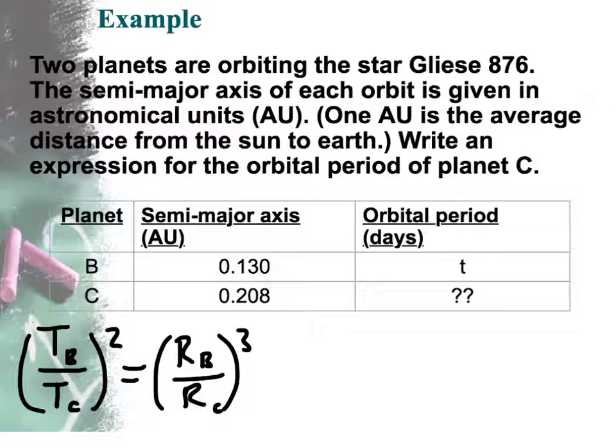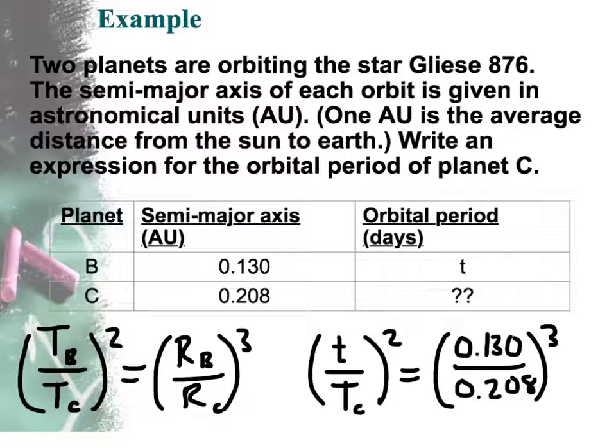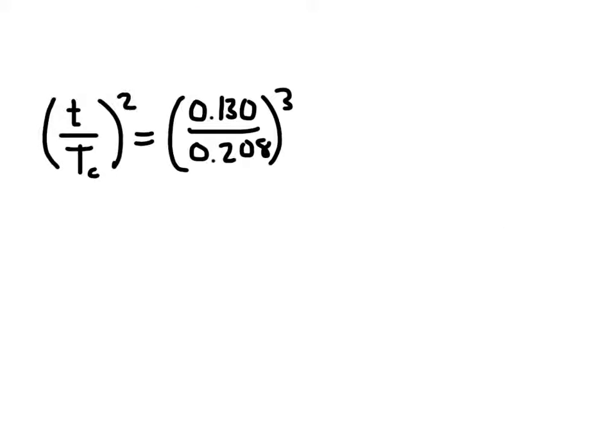And let's go ahead and start plugging in some values here. So for the period of planet B, that's going to equal little t. And then the semi-major axis of this planet is going to be 0.13, and planet C is going to be 0.208. So when I plug everything in, it's going to look something like this. Since I've run out of room, let me transfer that to another slide where we have plenty of room to work. So here we go. It's the same thing that I just wrote down on the previous slide.